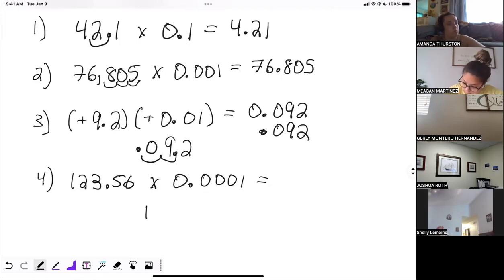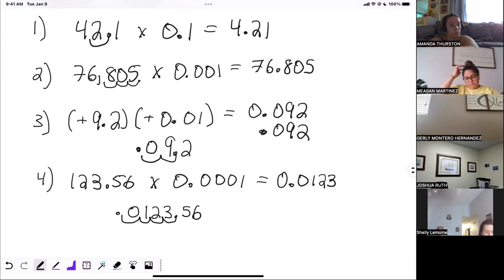So when I'm going to put it down here too, I need more room. I'm going to go back 4 decimal places: 1, 2, 3, 4. That means I have to add a 0 with my decimal place. So my answer is going to be 0.012356, or you could just put 0.012356, one or the other.